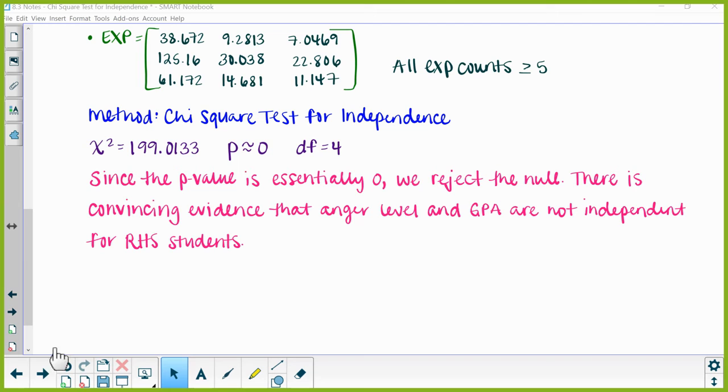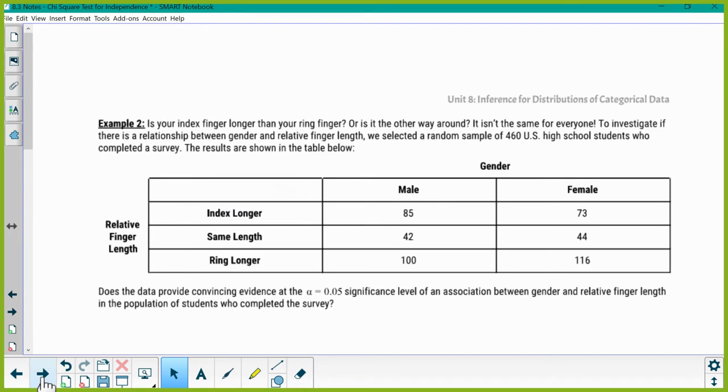Okay, let's go ahead and look at example 2. Is your index finger longer than your ring finger? Or is it the other way around? It isn't the same for everyone. Shocking, I know. To investigate if there is a relationship between gender and relative finger length, we select a random sample of 460 US high school students who completed a survey. Now, the results are shown in the table.